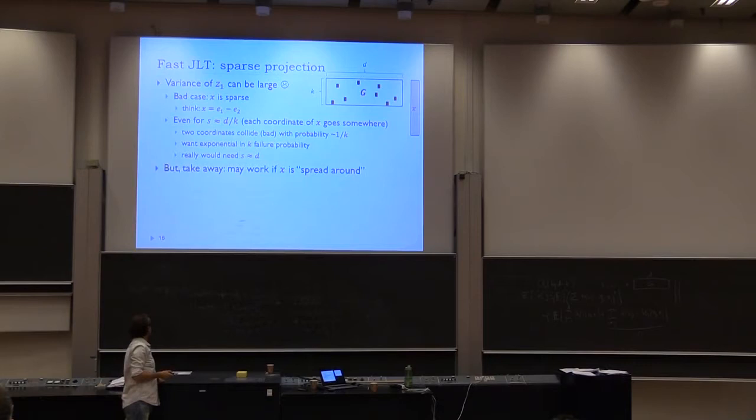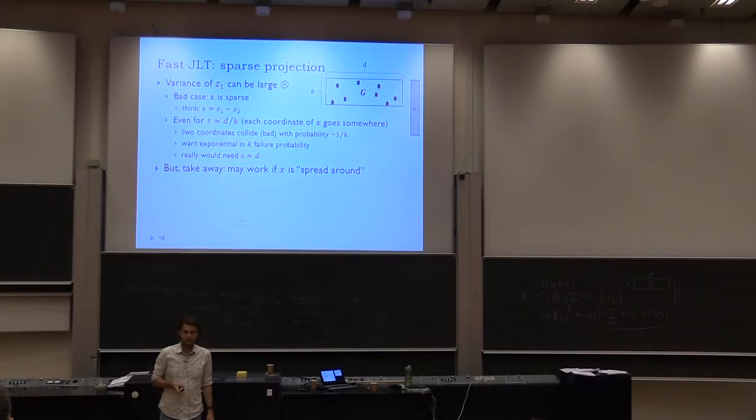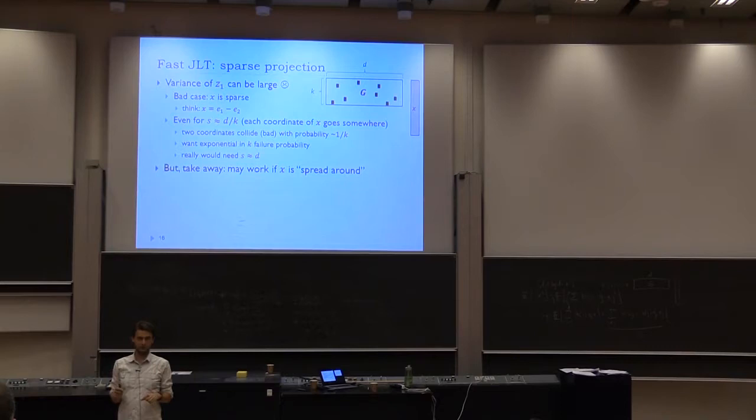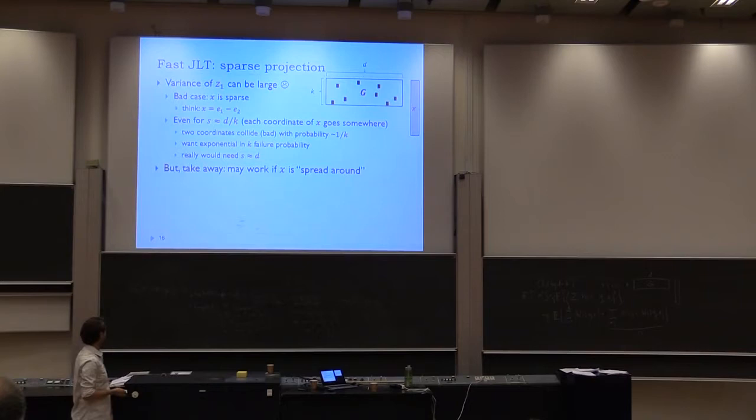But at least this analogy with hashing says that, well, if x is spread around, then perhaps we can get some kind of concentration per bucket, right? If each coordinate of x is really small, and it is not overly unbalanced, then perhaps it works. Perhaps the hashing intuition says that each bucket will concentrate around what it should be.